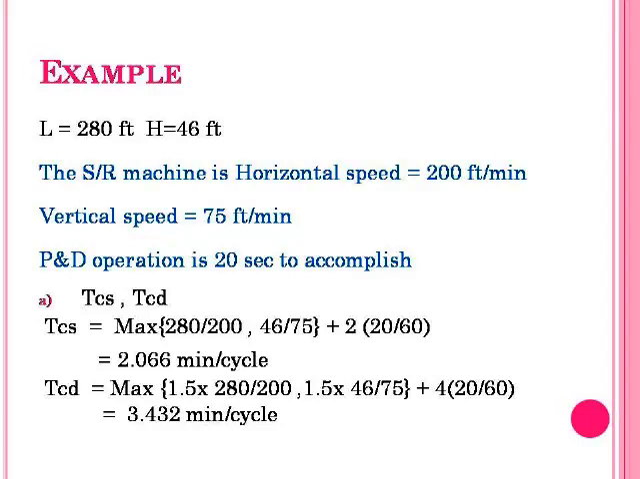So the maximum of 280 by 200 is around 1.4, and this is 46 by 75. So 1.4 is more. So 2.06 minutes per cycle is the TCS, and TCD is computed in the same way. We can as well have 1.5 multiplied by 280 by 200 or 1.5 multiplied by 46 by 75 plus 4 into 20 by 60, and you have to take only the maximum of these two quantities. If you take that, it is computed as 3.432 minutes per cycle.